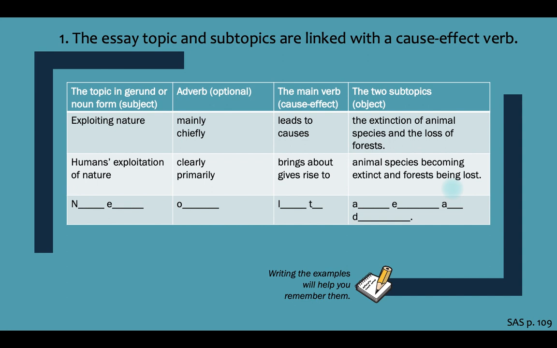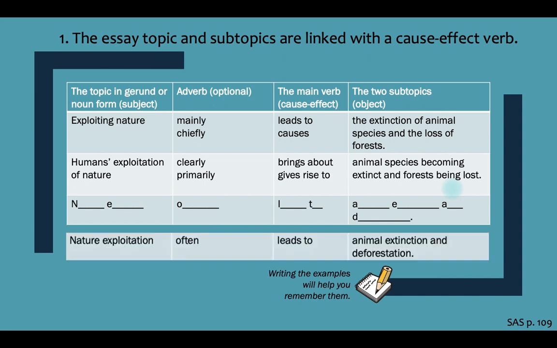Okay, let me show you what the answer is. I hope you've taken a moment to try to do it yourself. "Nature exploitation, so I just made a slightly different phrase, often, it's another adverb, leads to animal extinction and deforestation." This is the simplest way to write this form. We had these three different ways. There's a basic structure here, but there's a lot of flexibility in how you choose to write it within that structure.